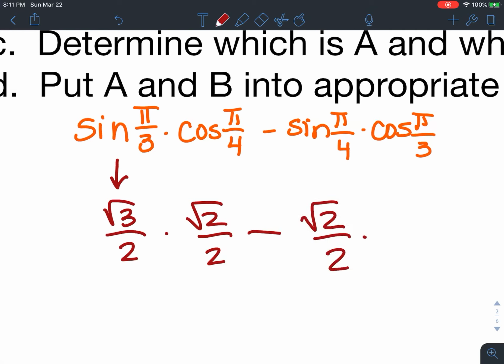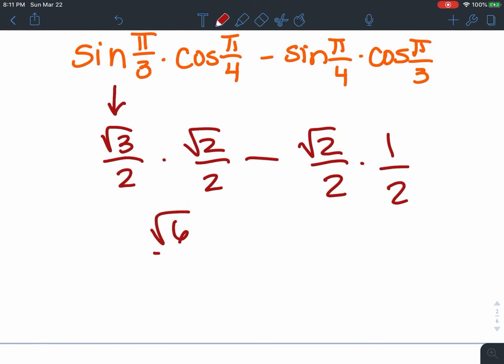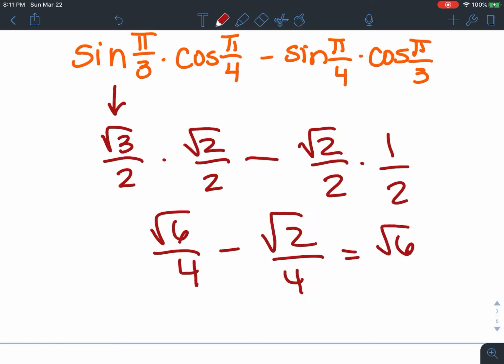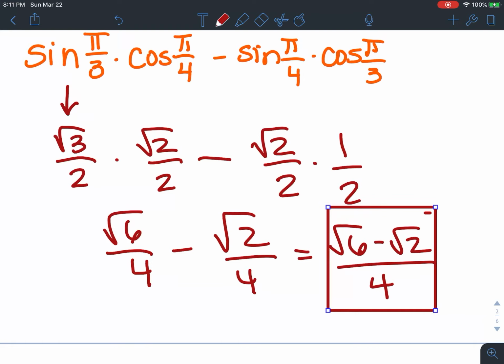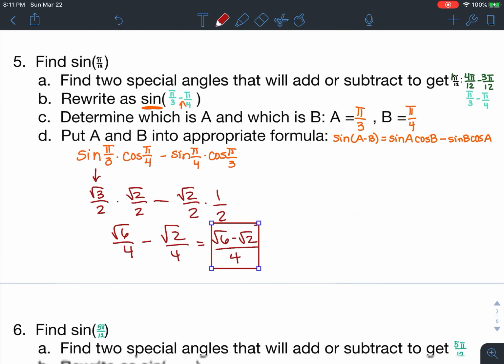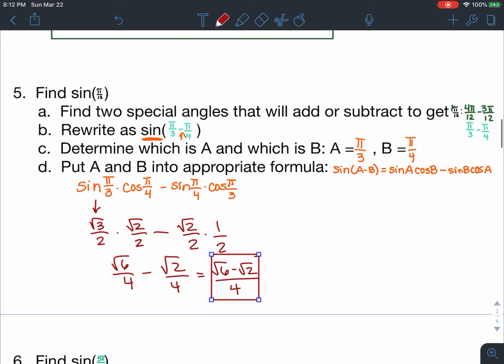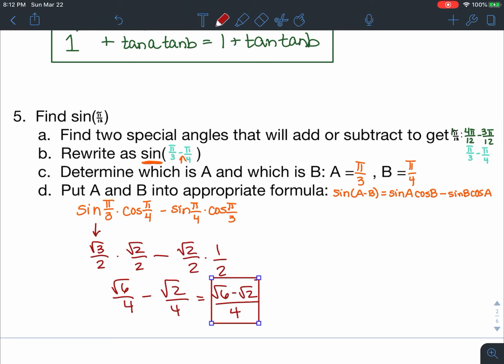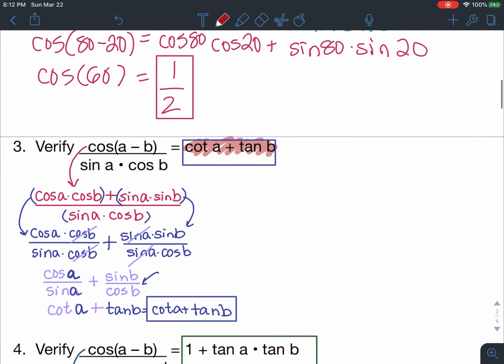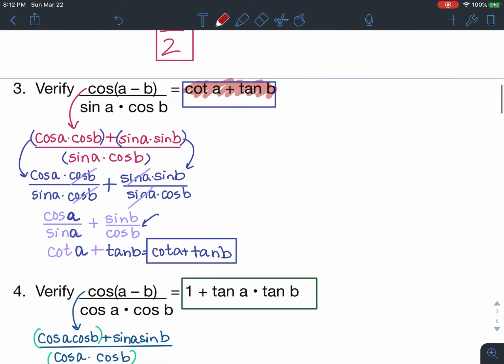Sine of pi over 4 is radical 2 over 2, and cosine of pi over 3 is 1/2. That's radical 6 over 4 minus radical 2 over 4, which equals radical 6 minus radical 2 over 4. And you might notice that this looks pretty similar to the one we did that was the cosine of 15. But that's because these have the same reference angle. In fact, 15 degrees is pi over 12. So it's not surprising that I got quite similar answers.